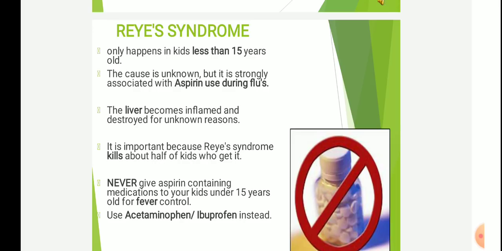So avoid aspirin, okay? You can use acetaminophen and ibuprofen drugs on such patients, avoiding the consumption of aspirin.